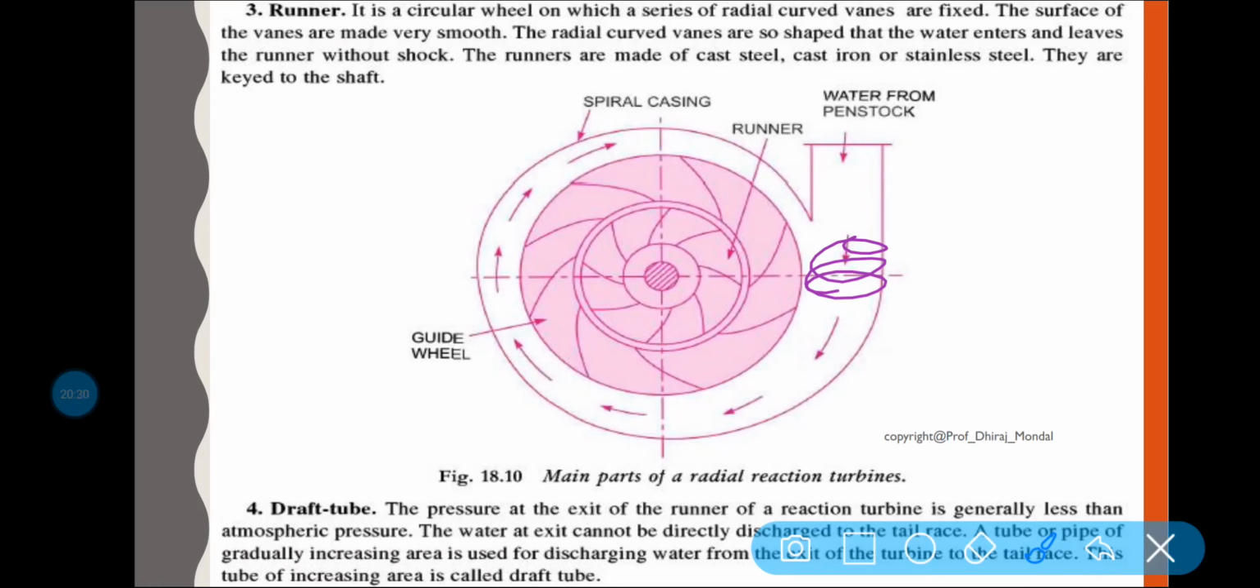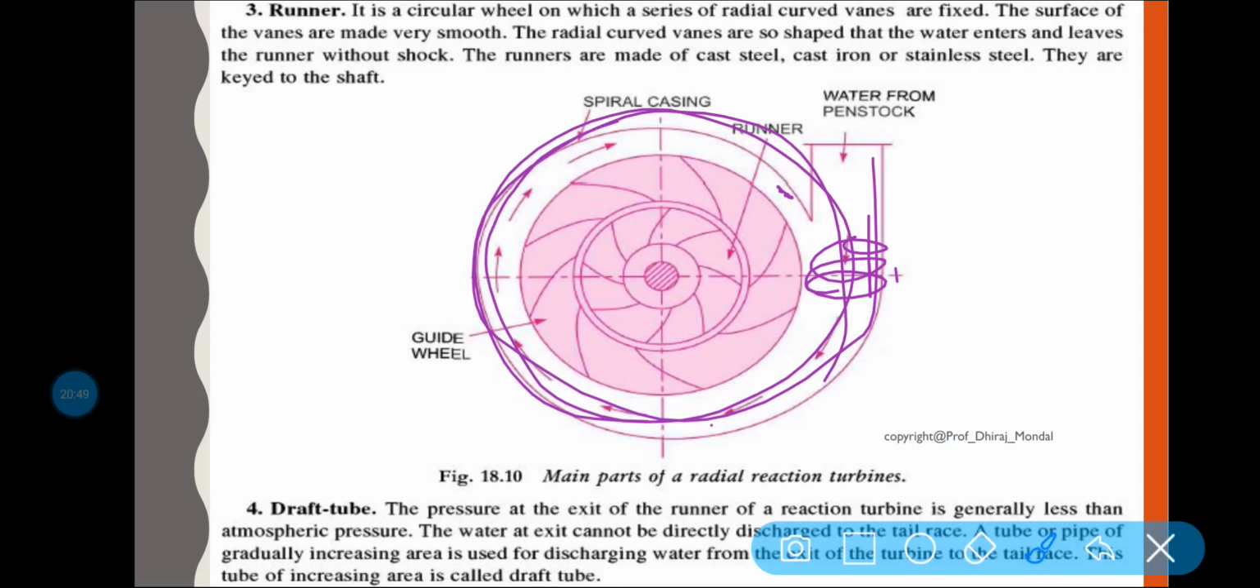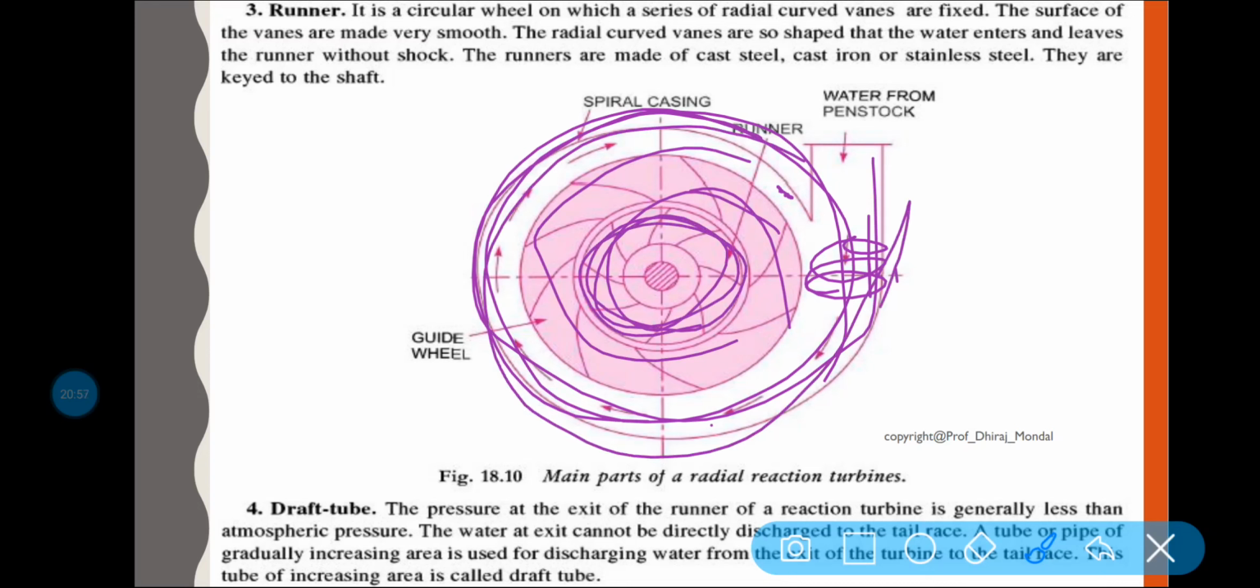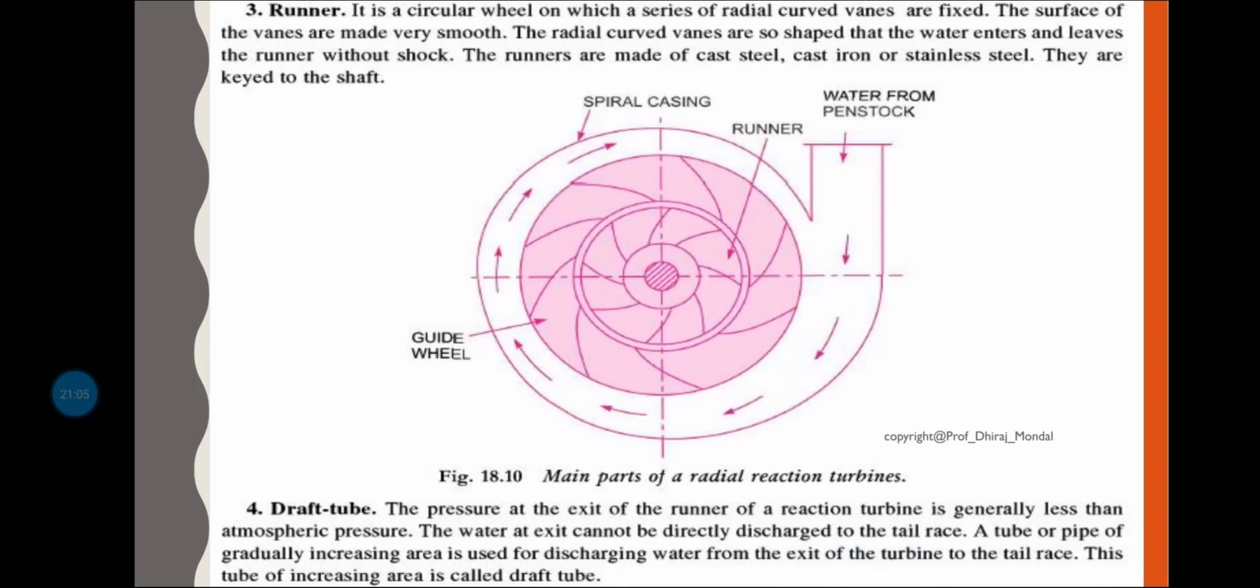Now next, the area of the casing is in decreasing order. The casing completely surrounds the runner of the turbine. This is your casing, and this is your runner. As you can see in this picture, the casing is made of concrete and cast iron, or plate steel.